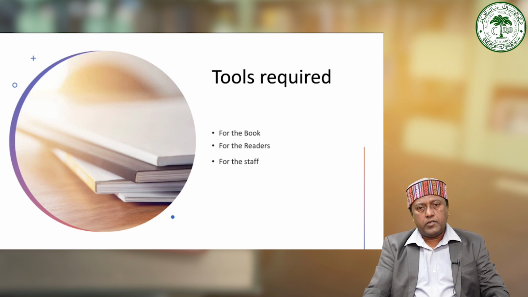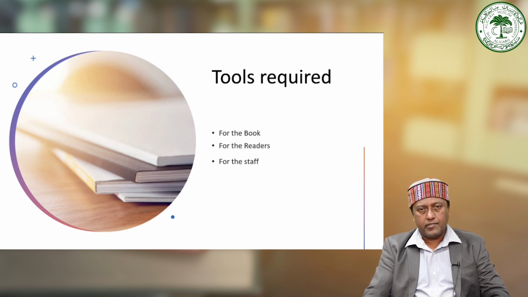So first, you can see for the photo charging or photographic system, what are the tools required here. That also I'll segregate in 3 parts, as usual, as we did in the earlier systems. I'll tell you what are the requirements for the books, what are the requirements for the reader or the user, and what are the requirements for the library staff.